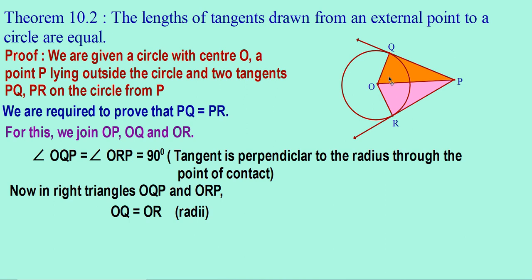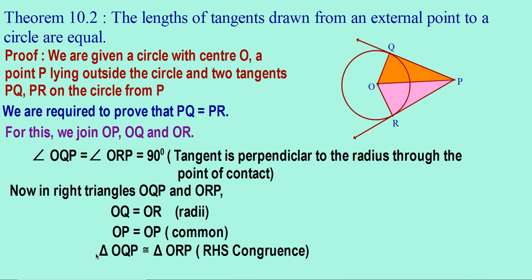Now one more side is needed to prove these two triangles are congruent. What is the other side? Look at OP. You can see OP is common to both the triangles. So next we can write OP is equal to OP, common. Now in these two right triangles, one side and hypotenuse are equal. So we can say these two triangles are congruent by the RHS congruence condition. So we can write triangle OQP is congruent to triangle ORP by RHS congruence.